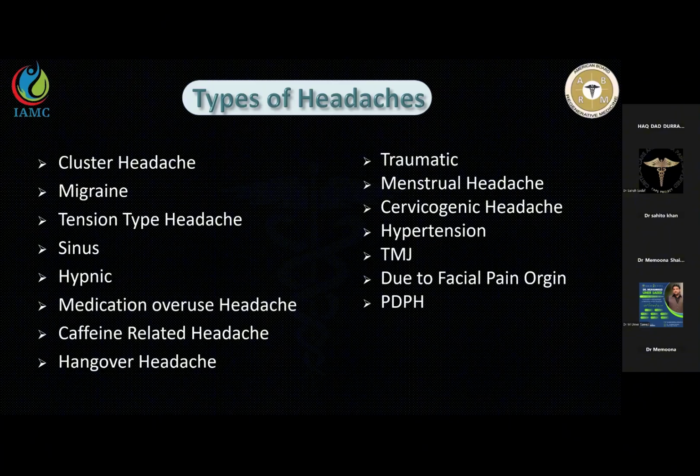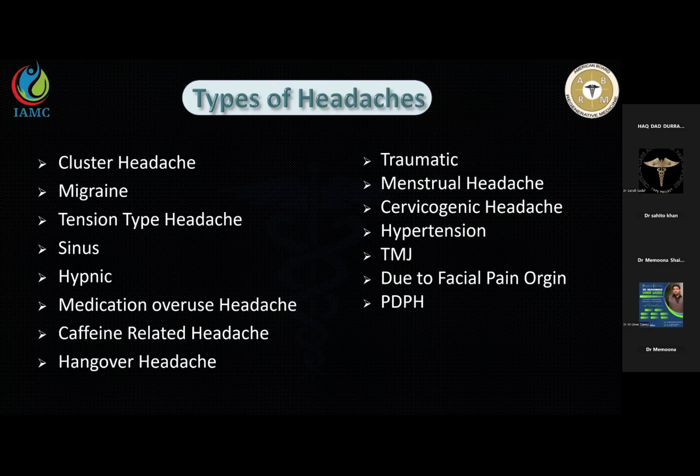So always consider a population above 40 presenting to you with a unilateral headache and a recent onset of 2 months or 3 months, then you should consider cervicogenic headache. There are other types, like hypertension, where patients start feeling pain when blood pressure rises, or TMJ, temporomandibular joint osteoarthritis, where they will start feeling pain in the head.